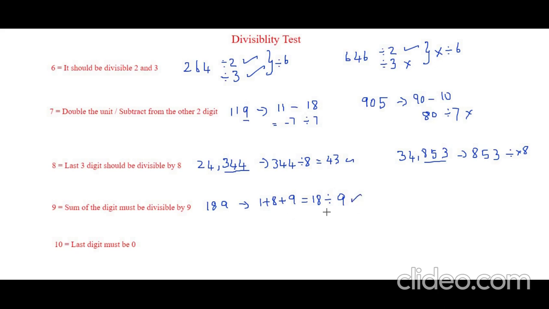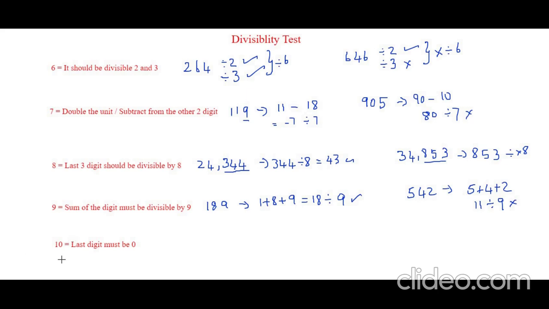Isn't it very easy? Okay, let's take another example: 542. Now let's add up the digits, 5 plus 4 plus 2. What do we get? We get 11. Is 11 divisible by 9? No. Since 11 is not divisible by 9, 542 is also not divisible by 9.